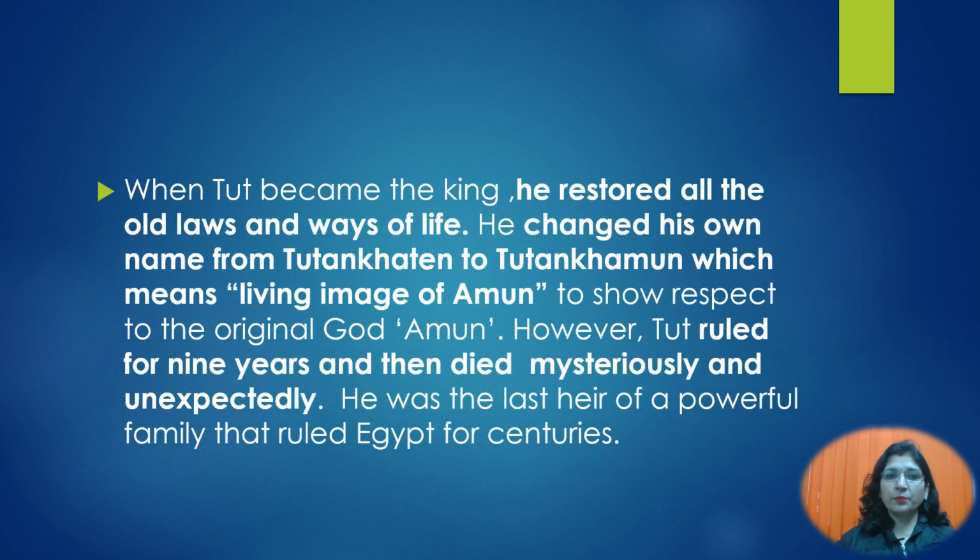However, when Tut became the king, he restored all the old laws and ways of life. He changed his own name from Tutankhaten to Tutankhamun, which means living image of Amun, to show respect to the original god Amun. However, Tut ruled for just 9 years and then died mysteriously and unexpectedly. He was the last heir of a powerful family that ruled Egypt for centuries.